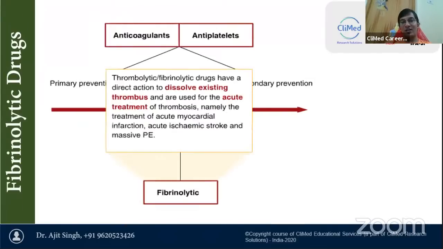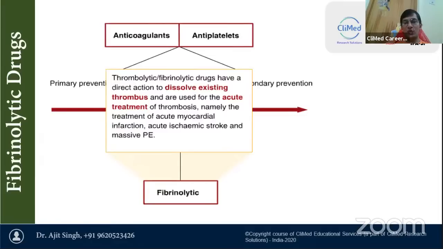Fibrinolytics. Fibrinolytics are the drugs which usually work to dissolve the existing thrombus, and these are just for the acute treatment of thrombus, or acute treatment of the plaque, in case of acute myocardial infarction, acute ischemic stroke, massive pulmonary embolism, acute deep vein thrombosis, or peripheral vascular disease. We dissolve the clot by fibrinolytics. So these fibrinolytics are only used in the acute cases.